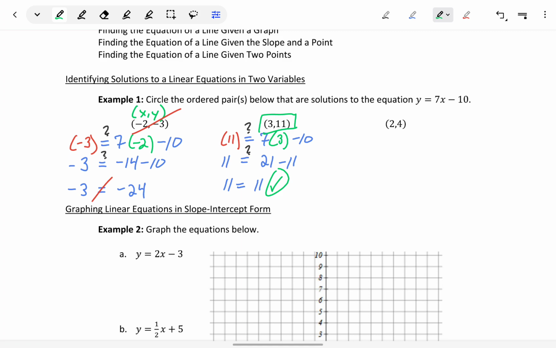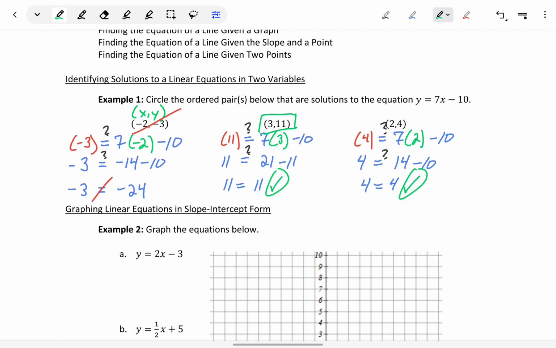Now we can check the third coordinate pair, 2, 4. We'll plug 4 in for our y value and set that equal to 7 times our x value, which is 2, minus 10, and add that question mark over the equal sign again to see if 4 is equal to 7 times 2, which is 14, minus 10, which gives us 4 is equal to 4, which is also a solution. Because when we plug in that x and y coordinate pair, we end up with a true statement. Both sides of the equation are equal to one another.